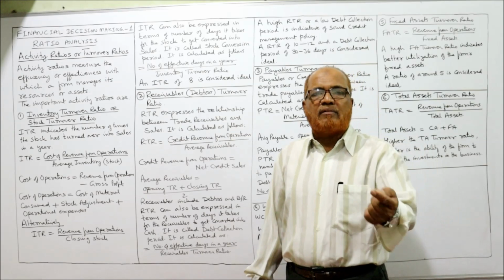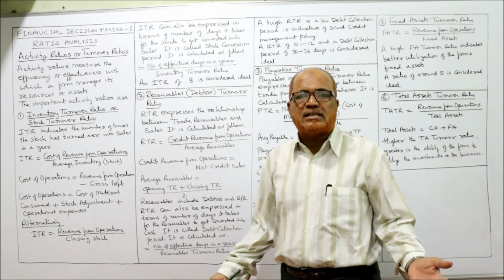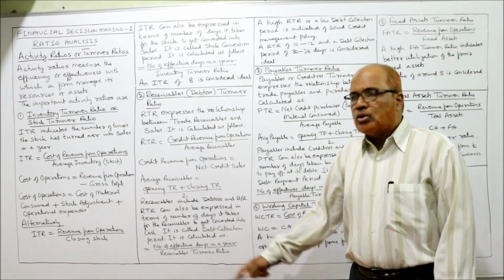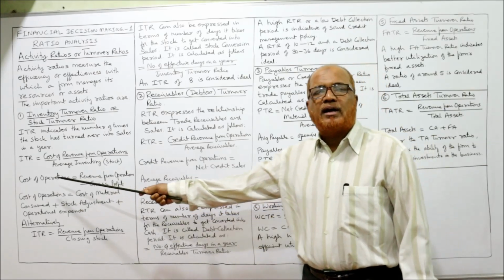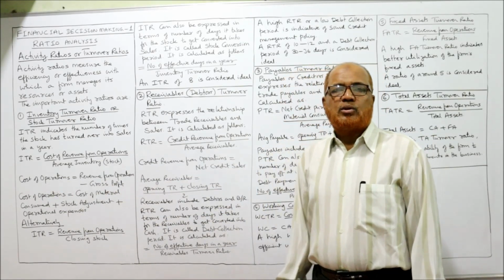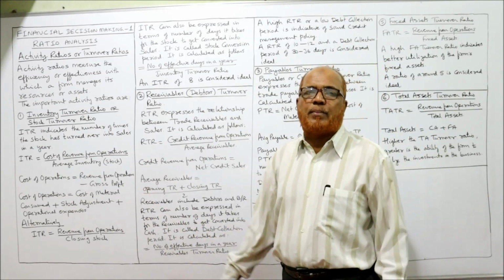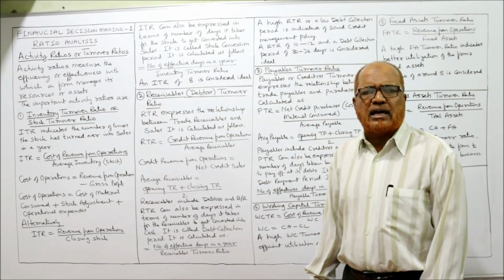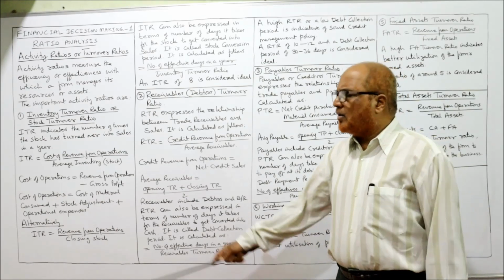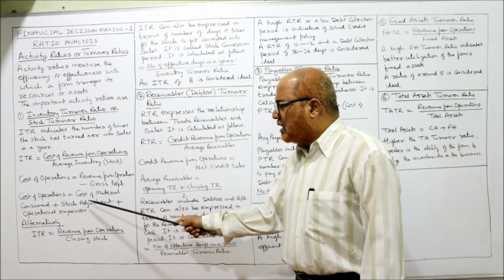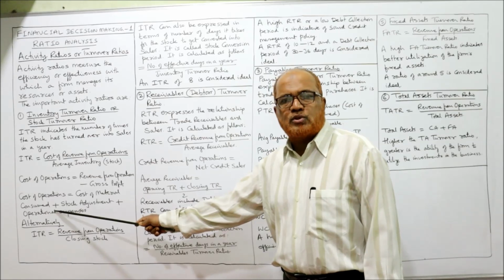So cost of revenue from operations is equal to revenue from operations minus gross profit. Actually, what do you mean by revenue from operations? It is nothing but sales. So sales minus gross profit, you will get cost of goods sold. So instead of saying cost of goods sold, we are saying cost of revenue from operations. Name changed, nothing else.